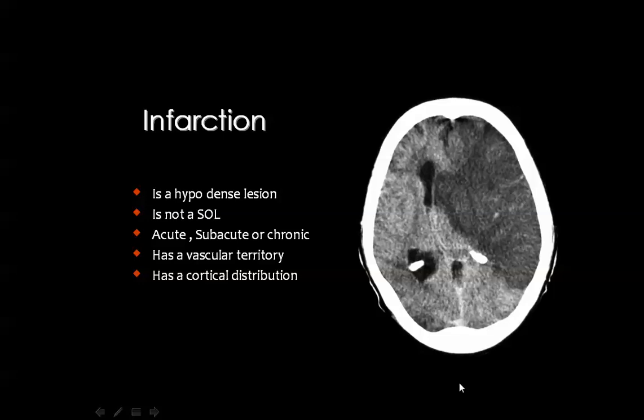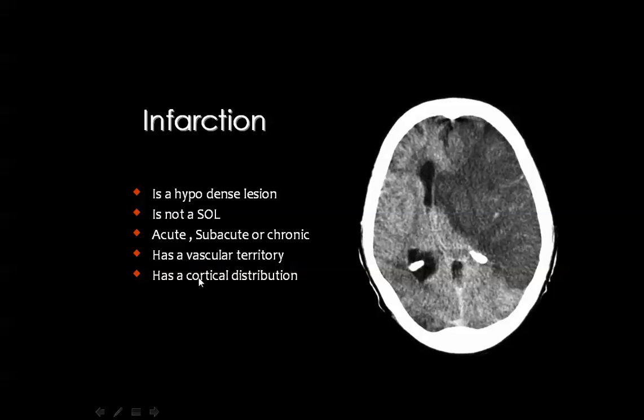Then we came to the problem of infarction or the ischemic strokes. And you should know some facts about infarctions. Infarction is a hypodense lesion, whether it is acute, subacute, or chronic. And you should remember that infarction is not a space-occupying lesion, meaning that infarction cannot produce a mass effect or induce a mass effect on the ventricles by itself. Infarction will produce this mass effect by virtue of the surrounding edema.